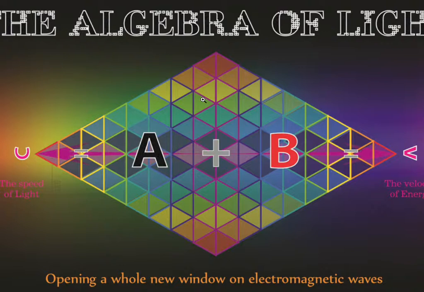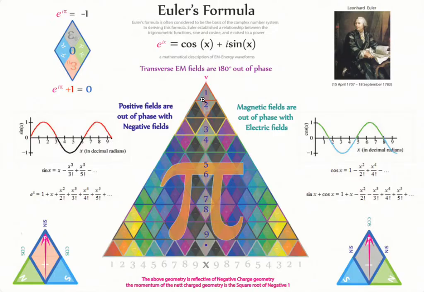Using these formulations or these geometries, we can open a whole new window on mathematics and how it applies to electromagnetic waves. One of the more intriguing ones that comes out is Euler's formula, a famous formula that relates trigonometry to exponential numbers, to irrational pi, etc. And it's been mulled over for centuries since Euler himself discovered it in the 1700s.